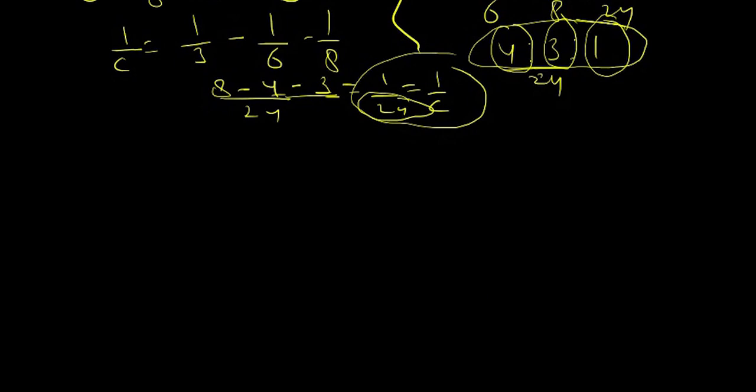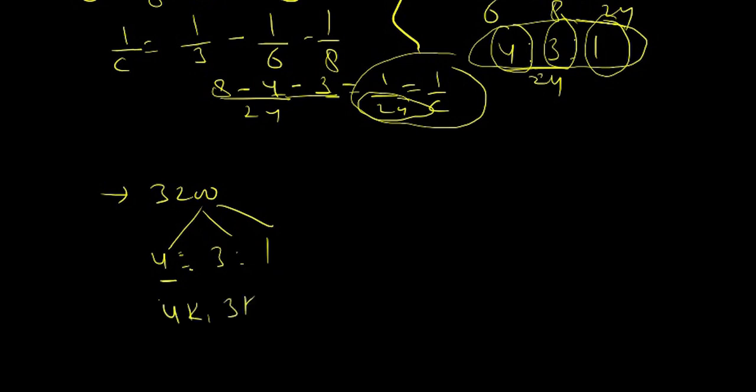3200 should be divided into 4 is to 3 is to 1. So 4 is to 3 is to 1 is what? When we start to solve ratio, you can see the theory part actually. When ratio is removed, you can say this is 4k, this is 3k, and this is k. So they are having 4k part, 3k part and k part, and the sum of all these parts should be equal to 3200.